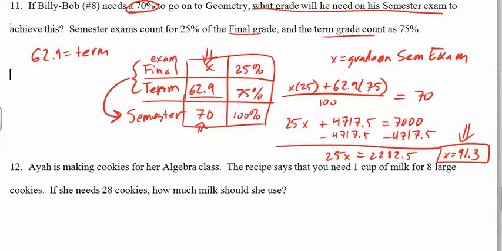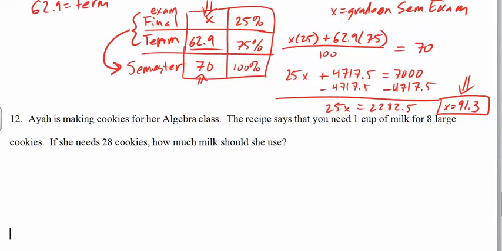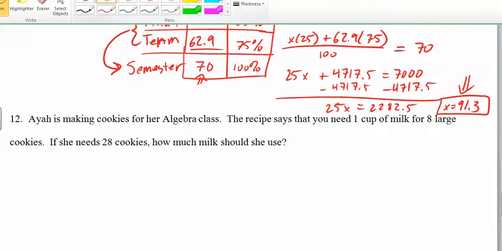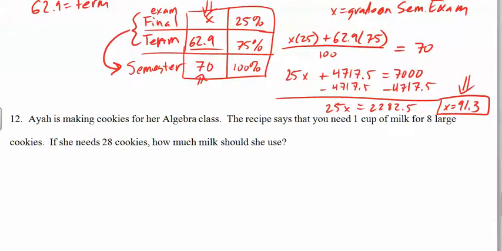So here we go, lesson in a lesson. Let's go on to our last one, which is number 12. Aya is making cookies for her algebra class. The recipe says you need 1 cup of milk for 8 large cookies. Sounds like a ratio to me. So here we go. Let's create our ratio. We need 1 cup of milk for every 8 cookies. So milk is in cups, and cookies is just the number of cookies.